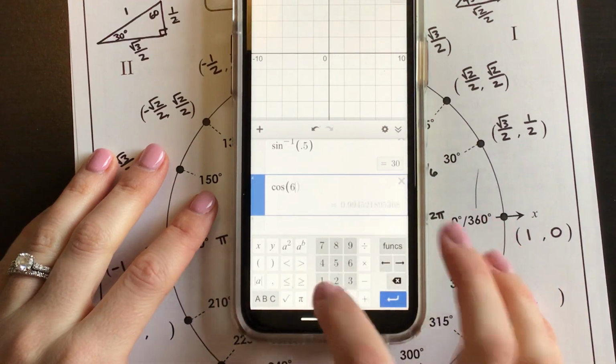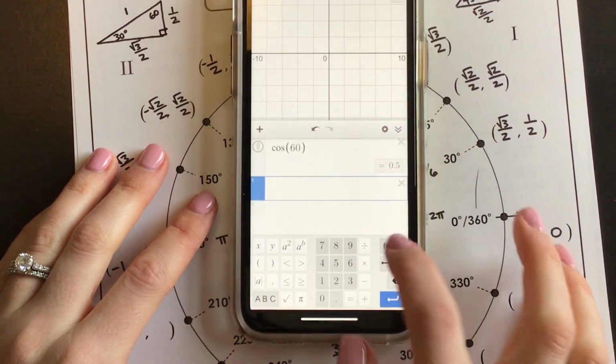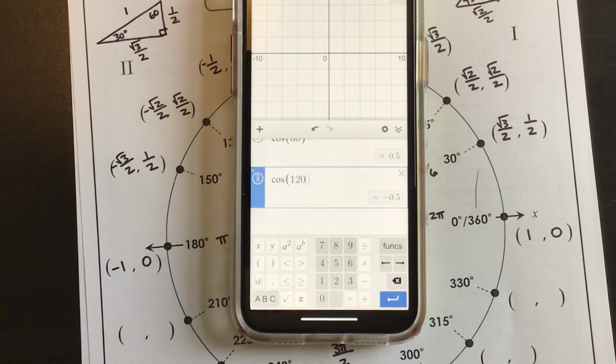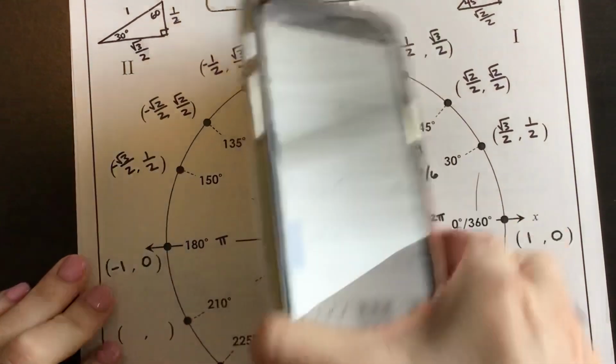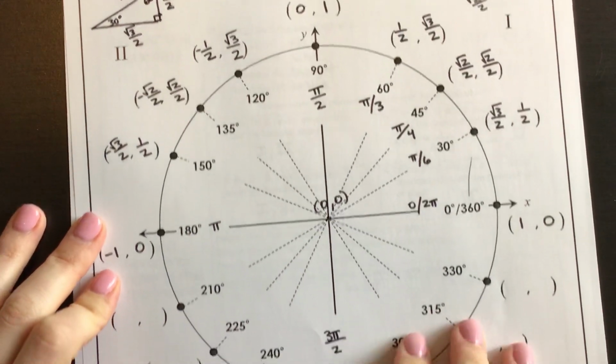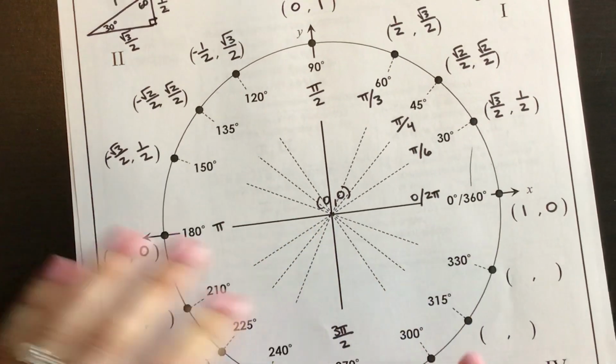So the cosine of 60 is 1/2. The cosine of 120 is negative 1/2. So it actually is very, very possible that we have negative values for sine, cosine, and tangent. Okay, so now I'm assuming you could guess. We start transferring these all the way around the unit circle.